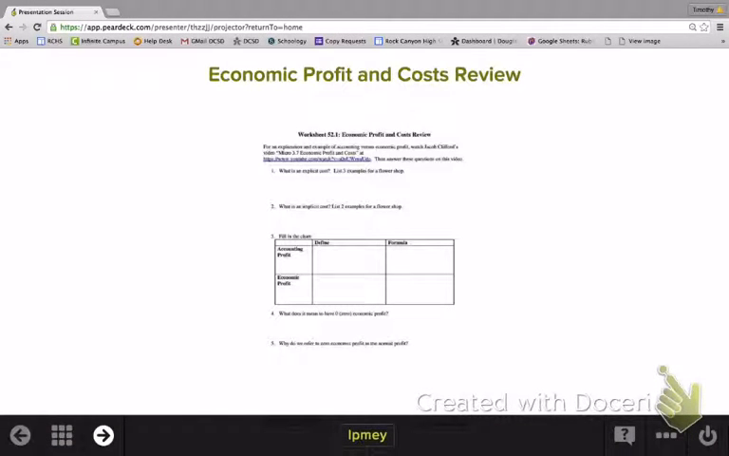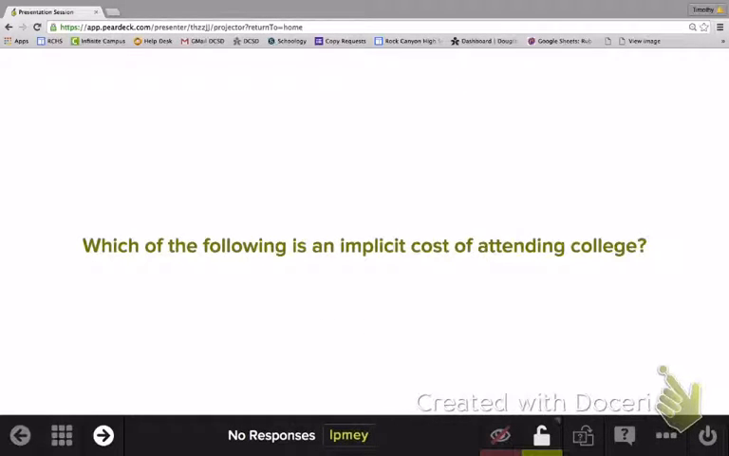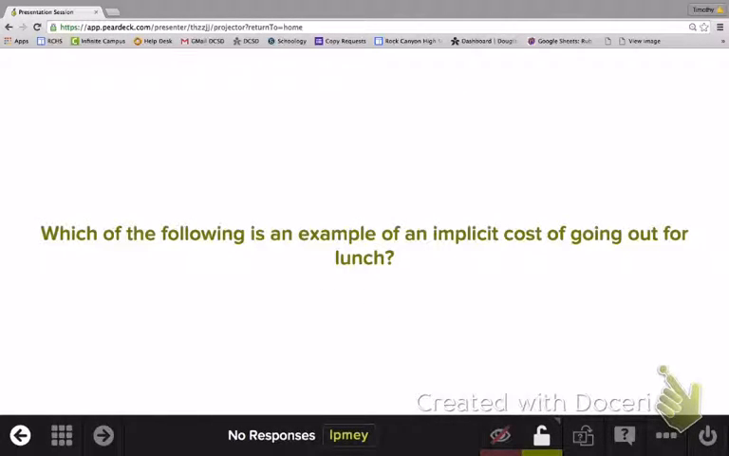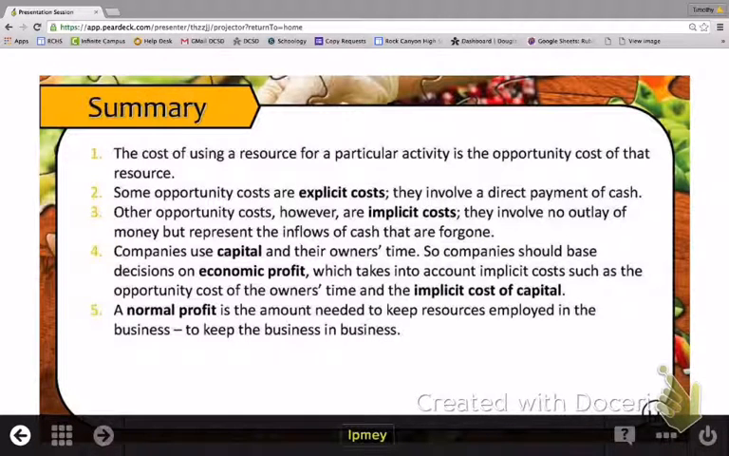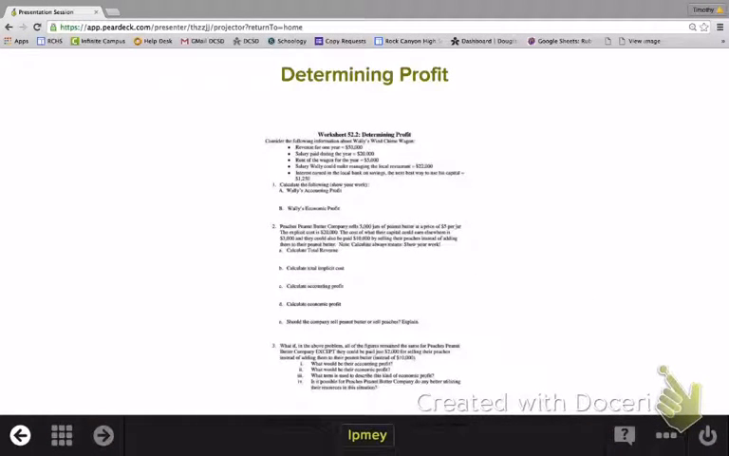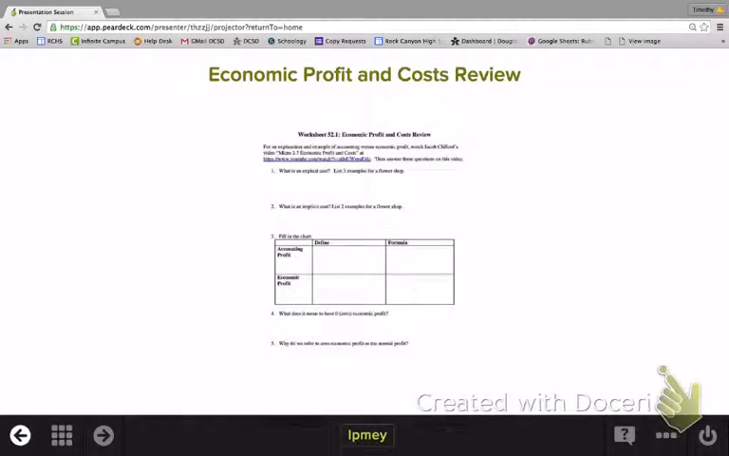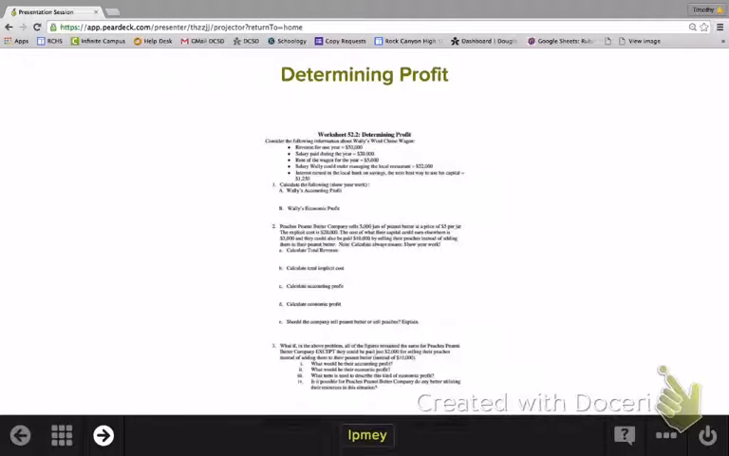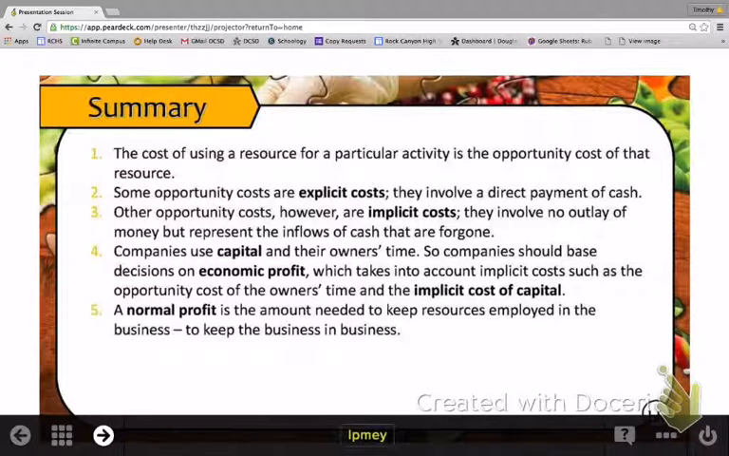This is an activity on economic profit and costs that will review these concepts. We'll work on this in class. And I believe these questions right here, I skipped over a couple of things here, so let me go back. Okay, here's the next one on determining profit, and we will work on that in class as well.